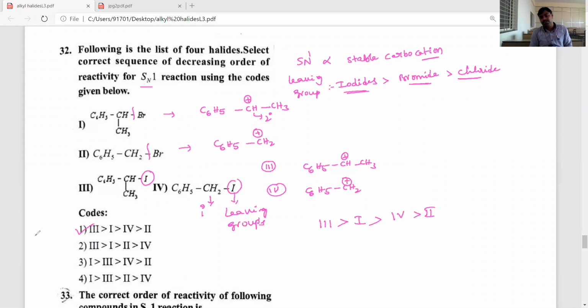Here a clean, important observation is needed. Two similar types of carbocations are present, but one is an iodide and another is a bromide. Iodides are more reactive than bromides. So both form secondary carbocations, but one is iodide and another is bromide. That's why 3 is more than 1. Next, second and fourth have similar carbocations, and one has iodide as the leaving group and the other bromide. Sorry, iodide is more than bromide. That's why the fourth is more reactive than the second, so the answer is the first option. Okay, students.